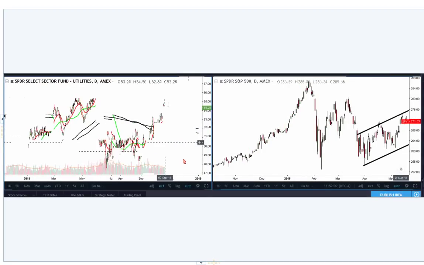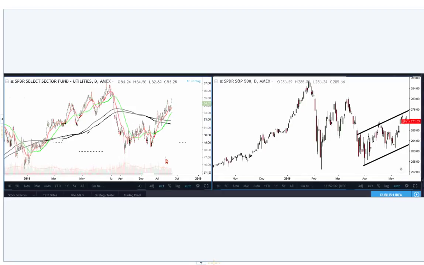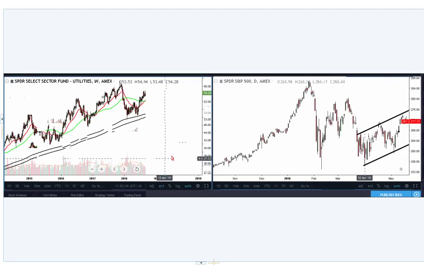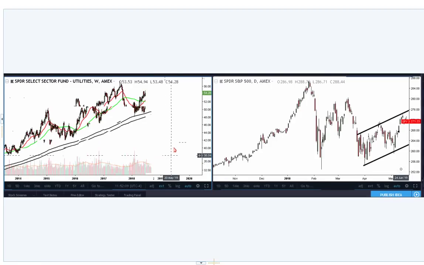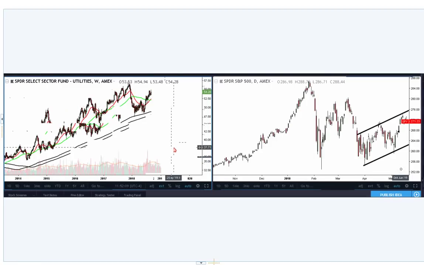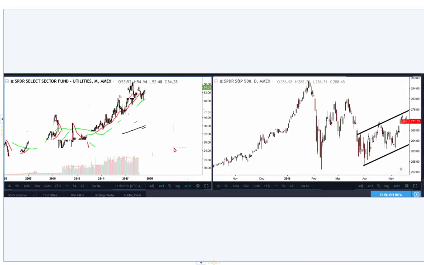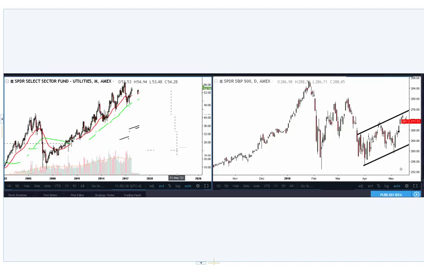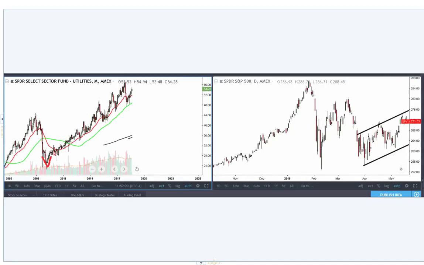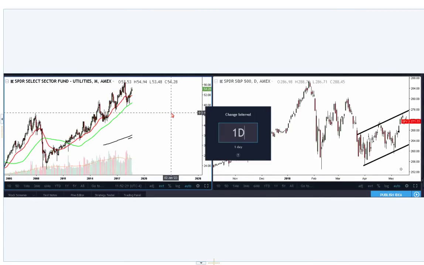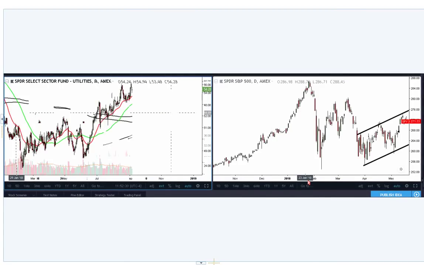So when I look at the utilities like this, on a weekly chart, kind of bullish long term, but short term, that's a tough one actually. I would say long term neutral, short term bullish is what I would say. But when I look at the monthly chart, I see that it's a beautiful trend line, right? It's actually a very beautiful trend line. It's long term bullish as well. But I would put this in a neutral category, just for my purposes.